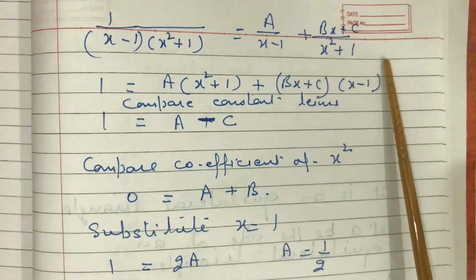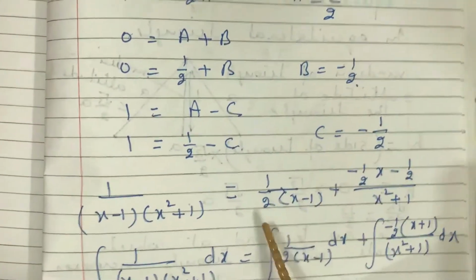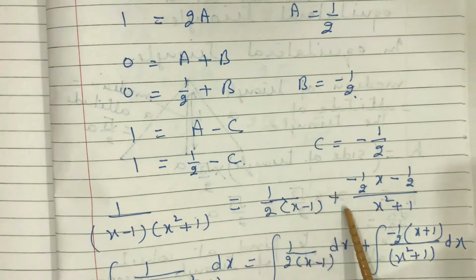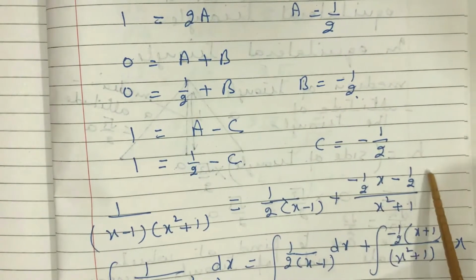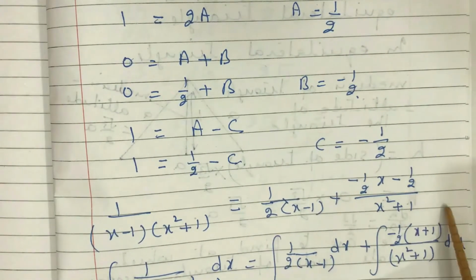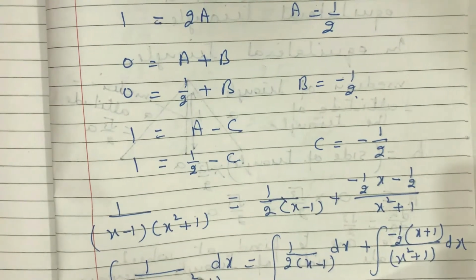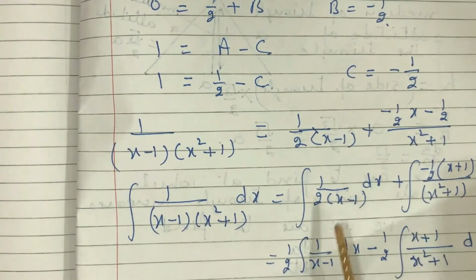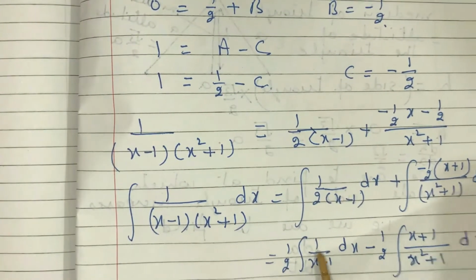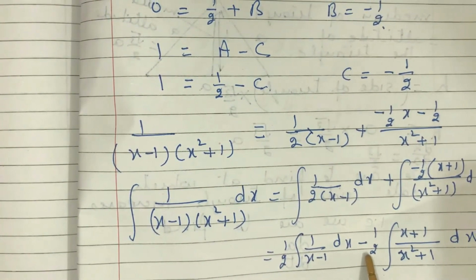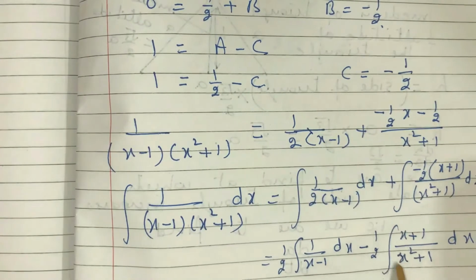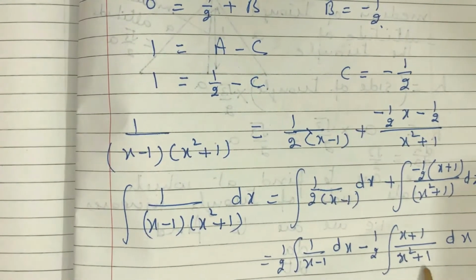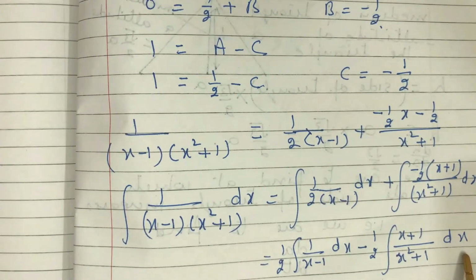After substituting the values of A, B, C here, we will get 1/(2(x - 1)) + (-(1/2)x - 1/2)/(x² + 1). So integrate this, integrate this, integrate this. You will get this. Now this is equal to 1/2 integral of 1/(x - 1) dx minus 1/2 integral of (x + 1)/(x² + 1) dx. On the next page I am going to do this.